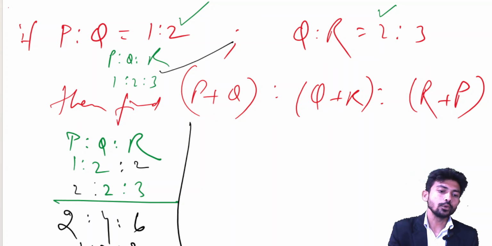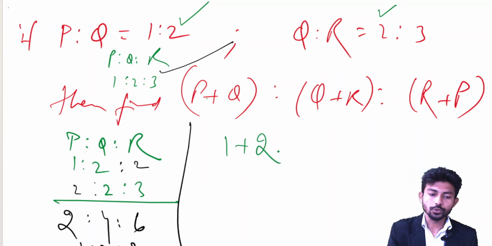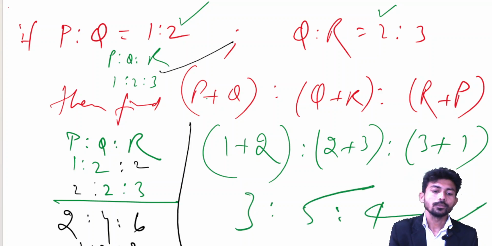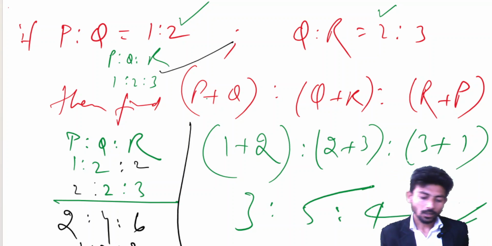So how do we proceed? We need to write for P plus Q, it is 1 plus 2 unit. For Q plus R it is 2 plus 3, and for R plus P it is 3 plus 1. So this is 3:5:4. So this is my answer.